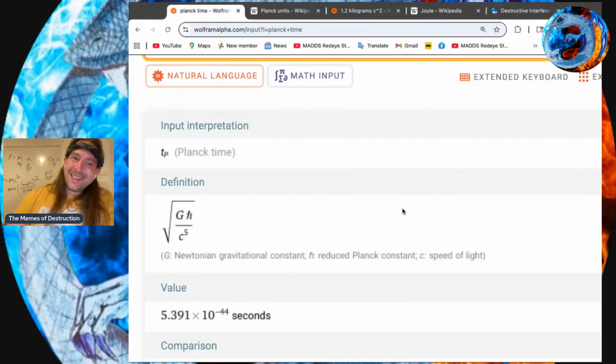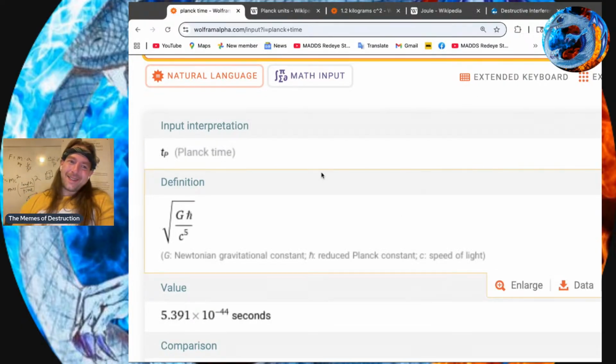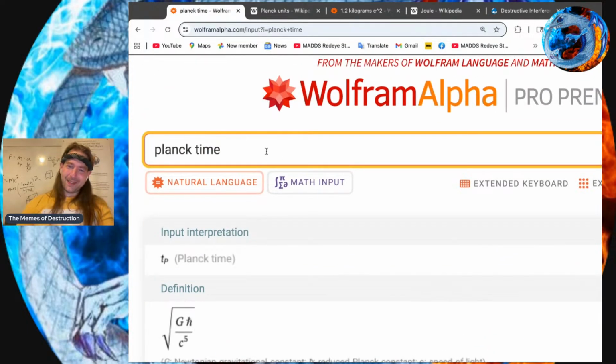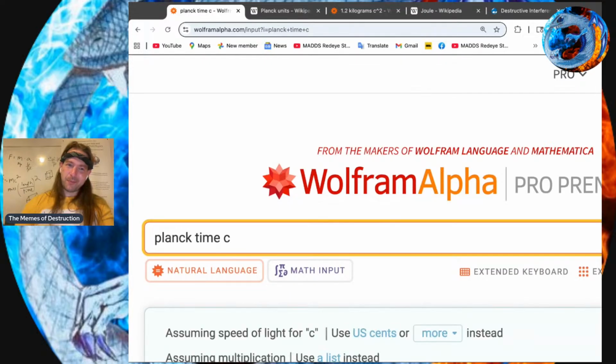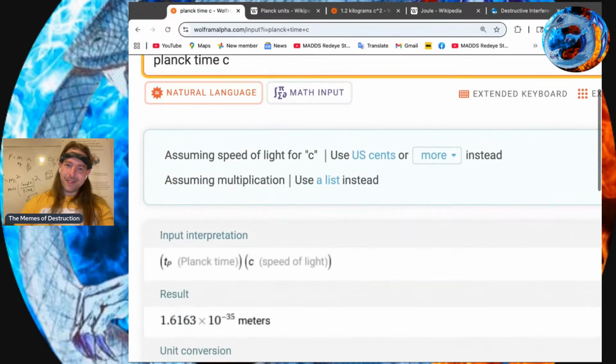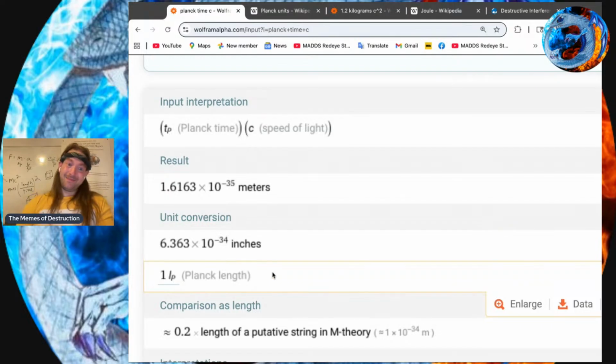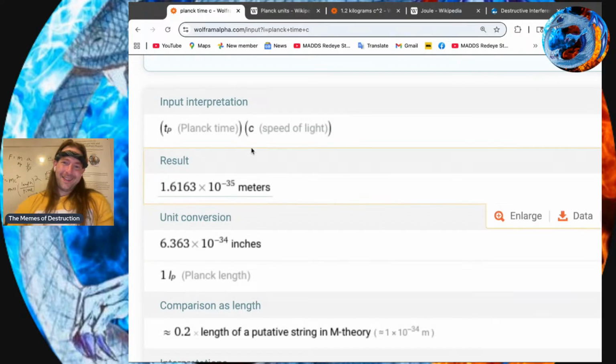But okay, so Planck time. It's this thing here. All right, so we got Planck time. So what happens if, I don't know, let's multiply it by C. I might have to write out speed of light. Planck time times C. Oh look, you get what? Planck length.